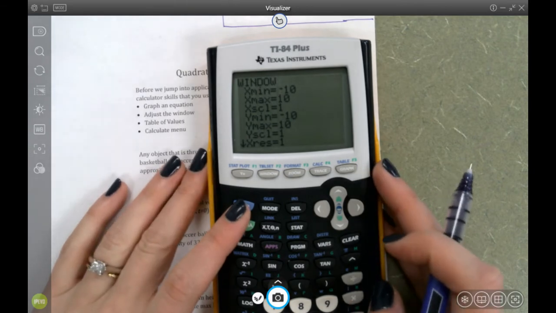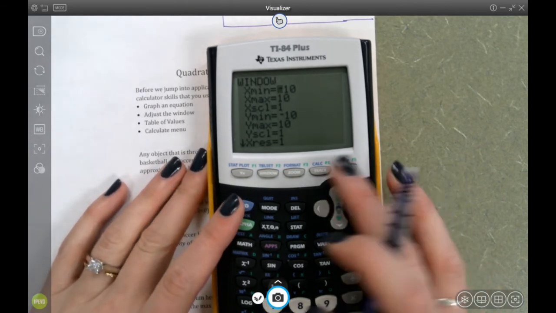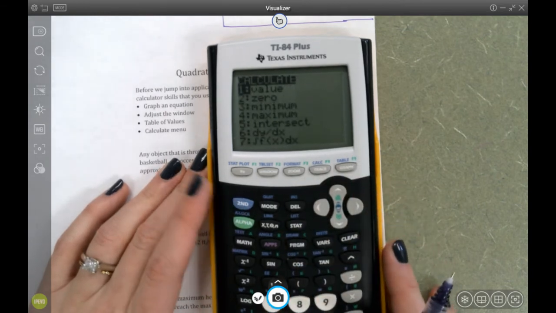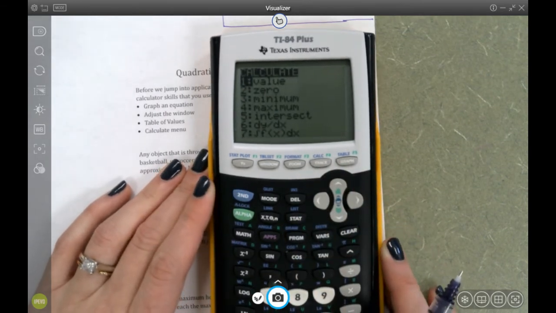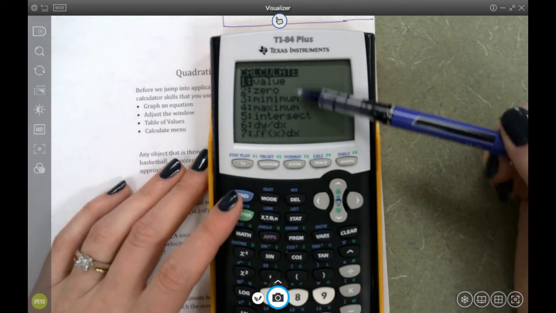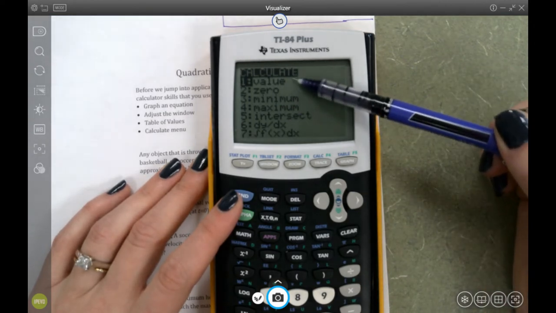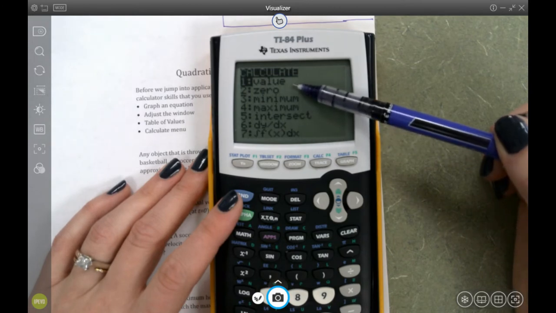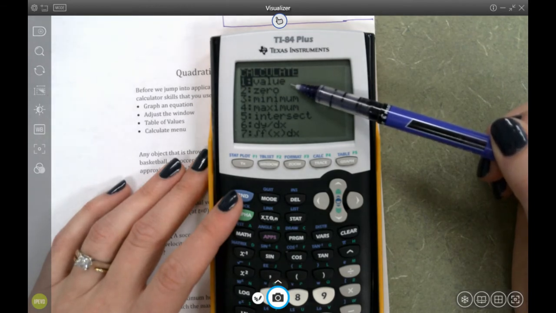What we'll use the most today is the calculate menu, which is second trace. So if you do second trace, these first 5 are all the ones that you're going to want to know how to use. So that first option, value, that's your Y value when X equals something. Okay, so if you need to figure out what your Y value is when X is 3.5, you can plug it in there.